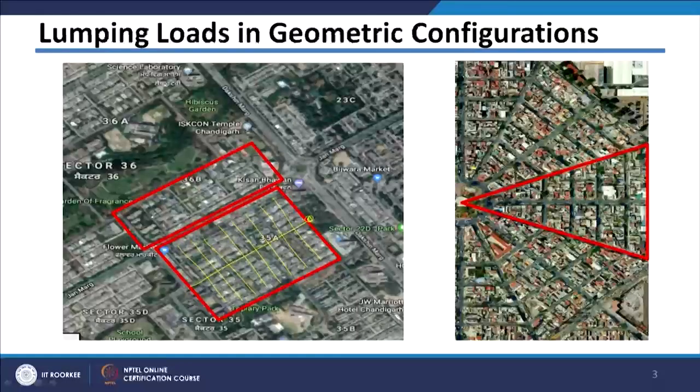A similar configuration can be found in this other rectangular area, where suppose the substation is here, and then there will be different laterals which are coming out from the primary feeder which are distributing power in this area.